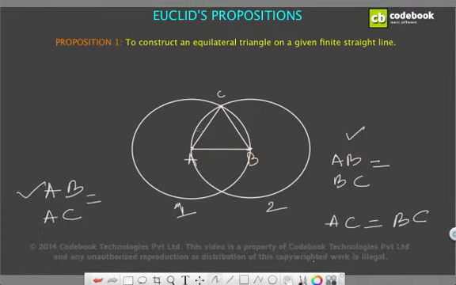So pretty much AC is equal to BC, AB is equal to AC, and AB is also equal to BC. So all these three sides are equal. So we have constructed an equilateral triangle on a given line segment AB of finite length. So this way, applying Euclid's axioms and postulates, we can prove this theorem or proposition.